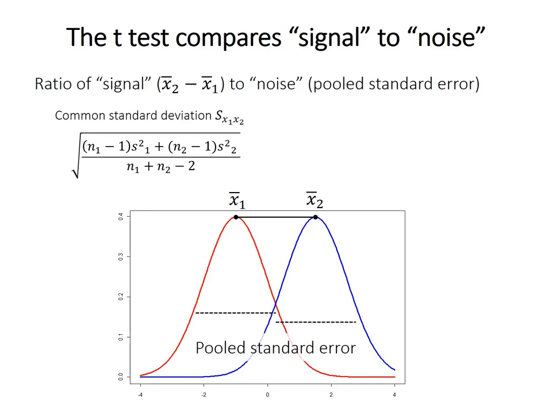Although the equations are not important for our purposes because we'll use the computer to do the math, basically you calculate the common standard deviation simply by weighting each sample's variance by its sample size, or technically n minus 1. And remember that standard error is just standard deviation divided by the square root of sample size, but this time you divide the common standard deviation by the square root of the two sample sizes together.